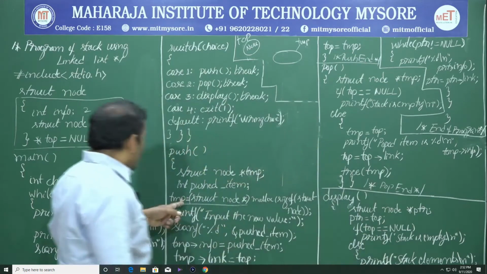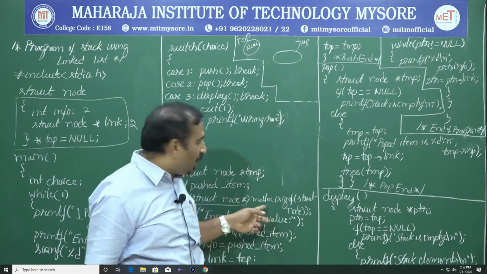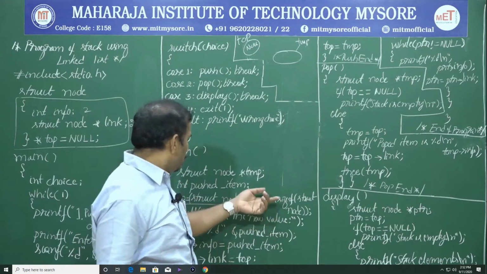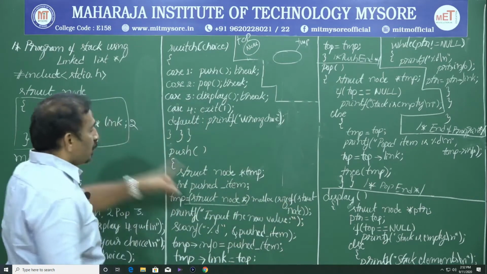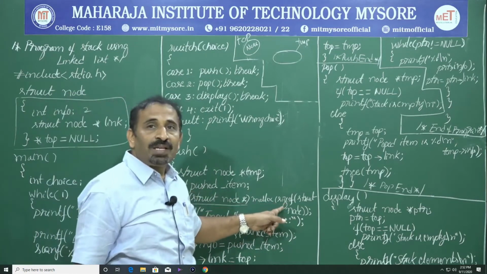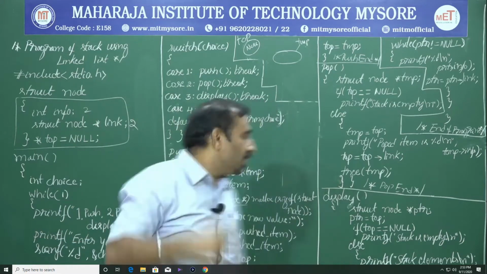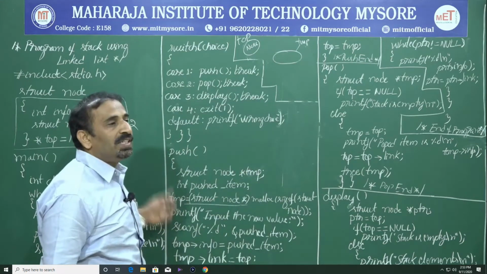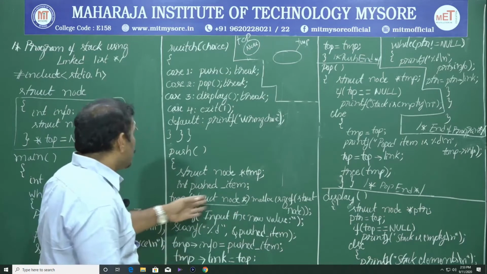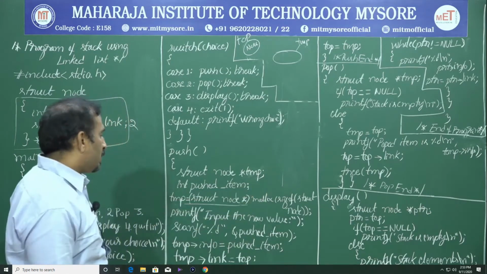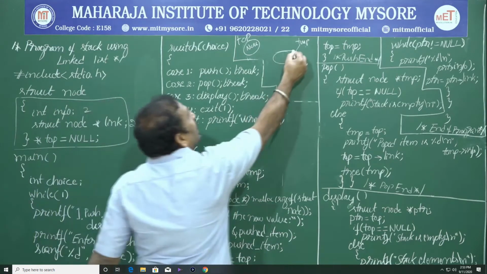Like this, temp equal to malloc, please allocate memory. Malloc means memory allocation, size of structure node. Size of structure node is 4 bytes. So, please allocate 4 bytes for me, and please return the address and store this in TMP. That is the syntax being written here. TMP is equal to structure node malloc size of structure node. So, then the node has been created and its address is here.